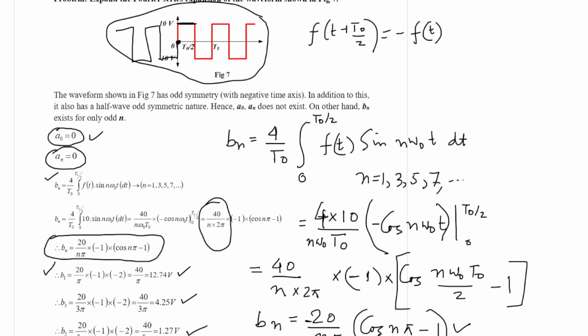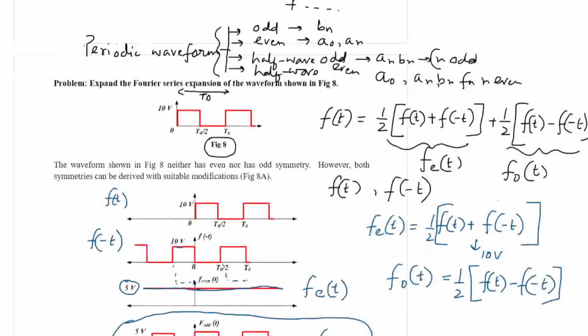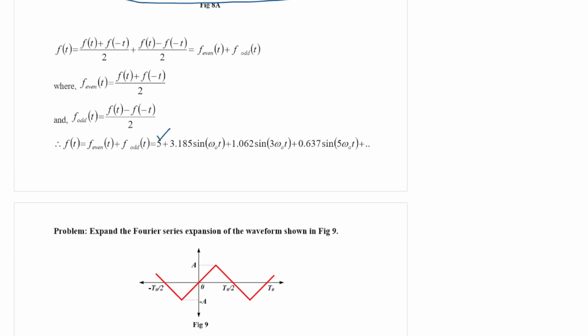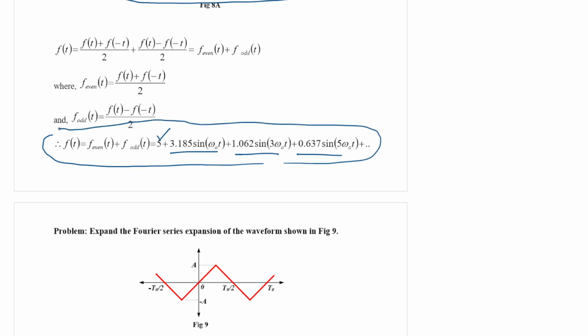where we have 10 volt. Now in this case we have 5 volt. So the answer should be something like this. So the Fourier series expansion of this waveform is this. The 5 is the even part, and this entire thing will be the odd part.